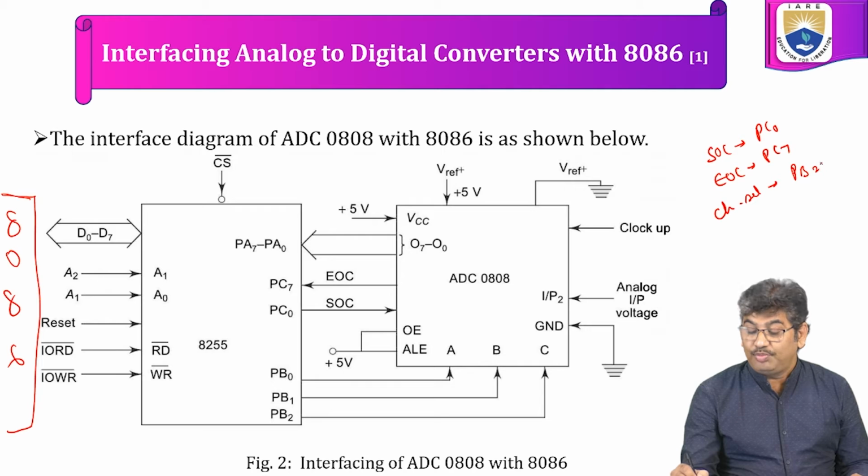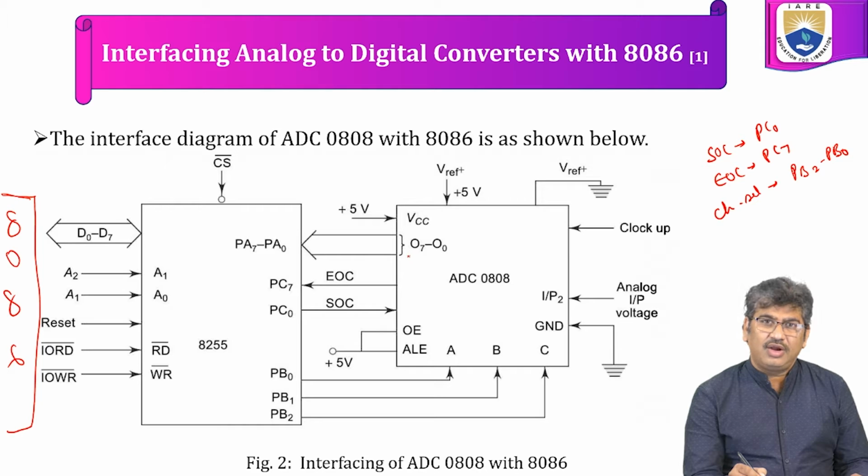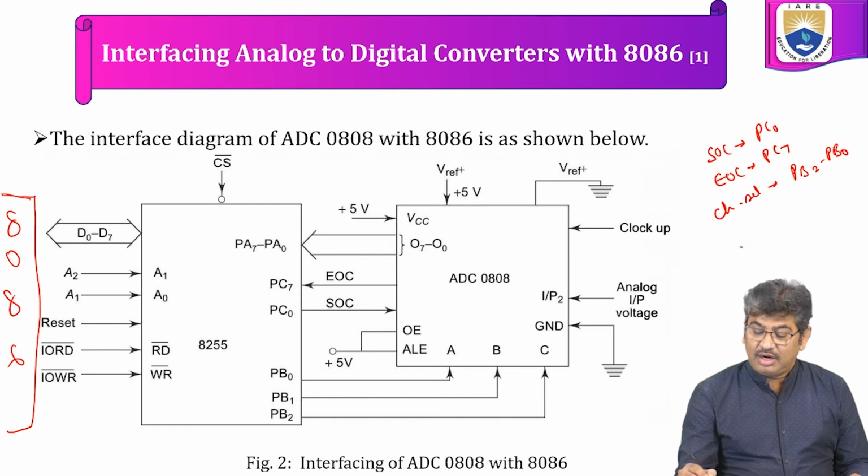That is port B2 to port B0. Once the conversion is done, the converted digital values, which are available from D0 to D7, we can send on port A. So the digital output we can get through port A.